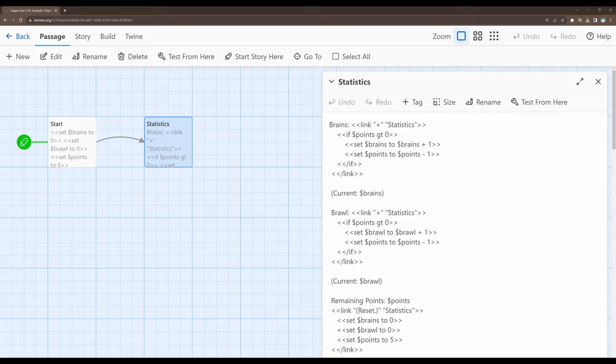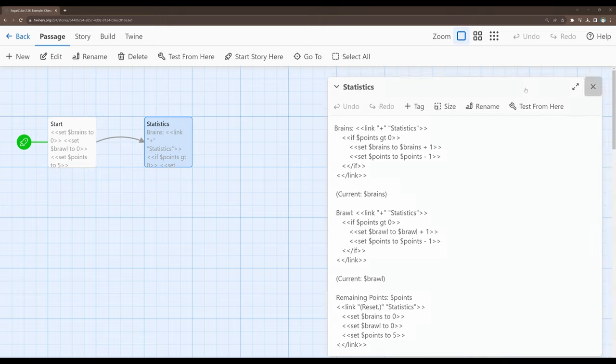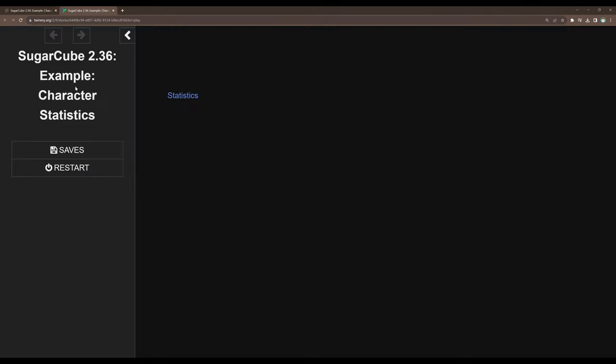Notice we're combining the link macro with the if macro, and again with the set macro to create a kind of more complex example. Every time we clicked on the plus, we are assigning points to brains or brawl correspondingly, and also decreasing points. We also saw down here how we could reset the whole thing. Let's go ahead and play this so we can see it in action. Statistics, and then every time we clicked, correspondingly that named statistic increased by one, corresponding points decreased by one, and we could reset the whole thing.